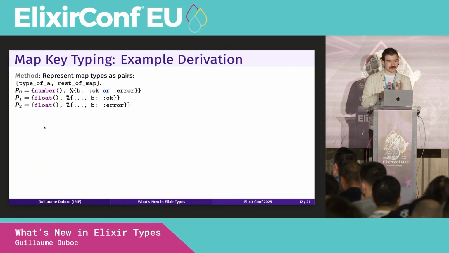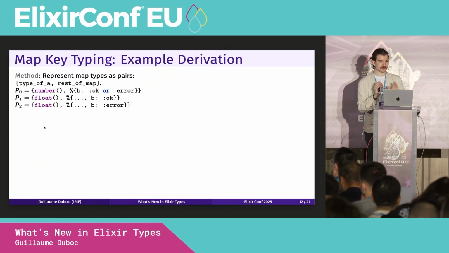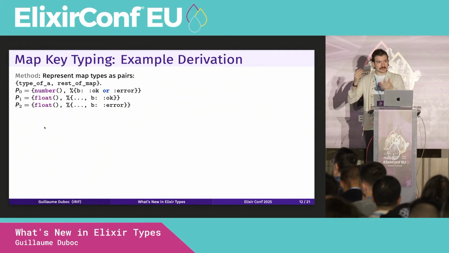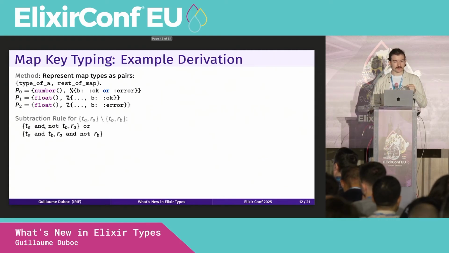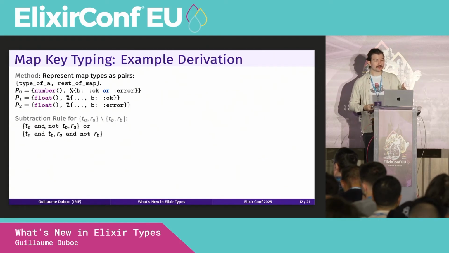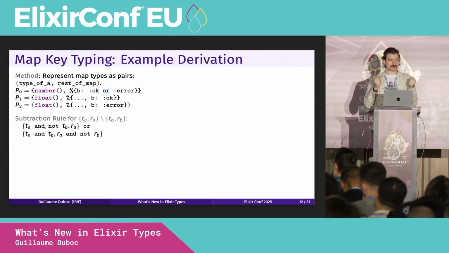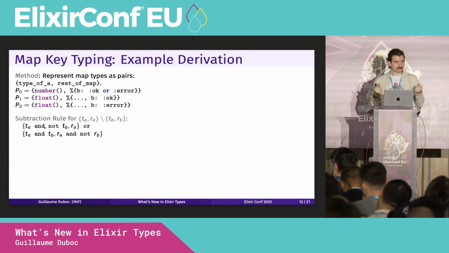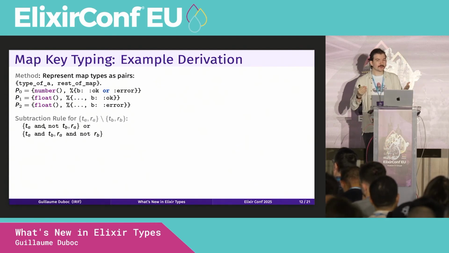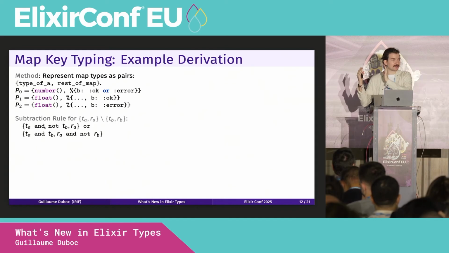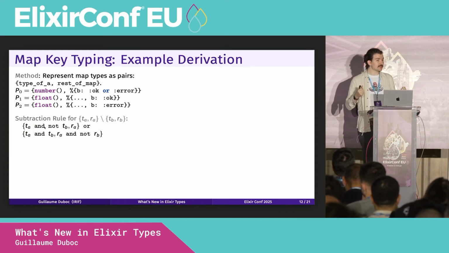So now that we have split those three types into pairs, where the first element is the type of the key we're searching, and the second is the type of the rest of the map without the key, we have a simple subtraction rule for pairs. Imagine you have a pair of types TA and RA, and you want the type of TA and RA minus the pairs of type TB and RB. And there are two cases for that.